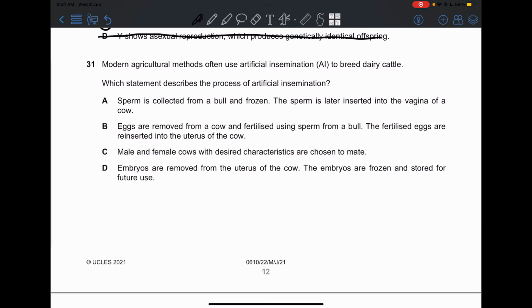31. Modern agriculture methods often use artificial insemination to breed dairy cattle. Which statement describes the process of artificial insemination? Option A says sperm is collected from a bull and frozen. The sperm is later inserted into the vagina of a cow. Now, this is correct because we know that artificial insemination is actually using collected sperm from a donor, and it's inserted into the vagina of the animal or maybe a human. So this is how it goes. So this is really the process. So A is going to be the answer.